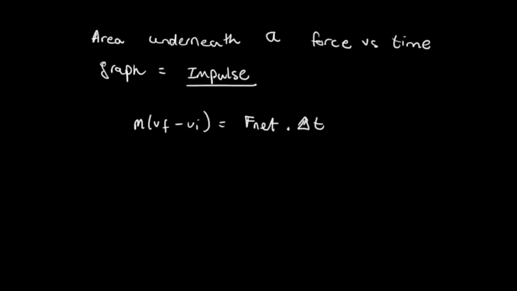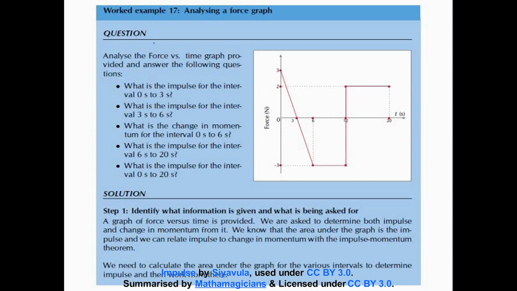So coming back to the information, we need to calculate the area under the graph for the various intervals to determine impulse and then work from there. So this is quite an easy, straightforward question, not that difficult at all. Now that we have step 1 down, let's have a look at step 2.